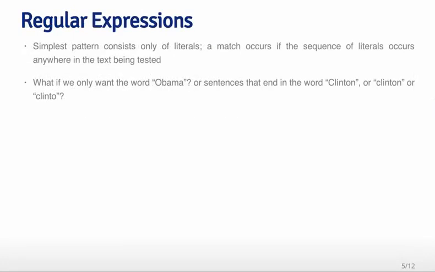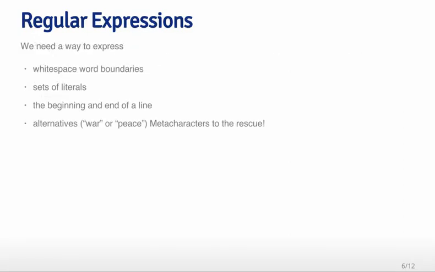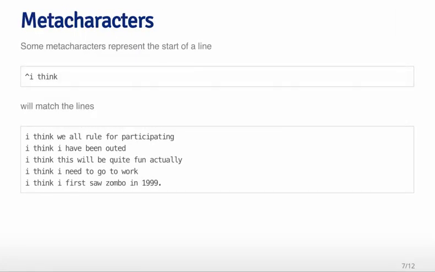Regular expressions consist, in the simplest form, of only literals. A match occurs only if the exact sequence of literals occurs anywhere in the text being tested. But what if we only want the word Obama, or sentences that end in the word Clinton, or some other much smaller phrase like Clinto? We need a way to express white space and word boundaries, sets of literals, the beginning and end of a line, or maybe alternatives, things like war or peace. And so we're going to use metacharacters in order to specify these more general search terms that we'd like to be able to identify.